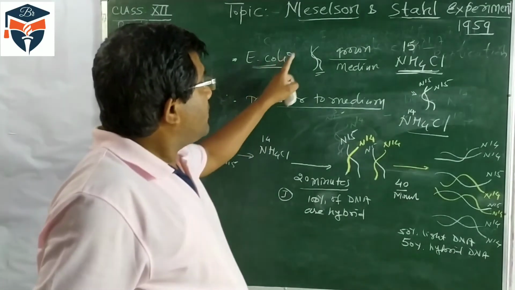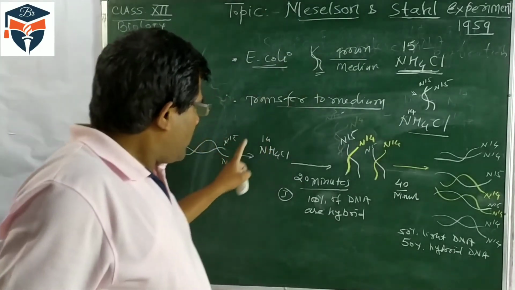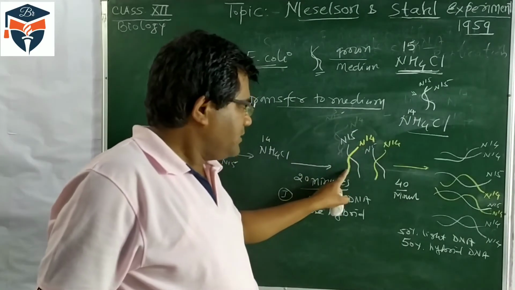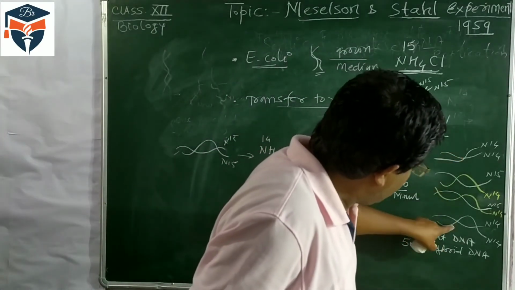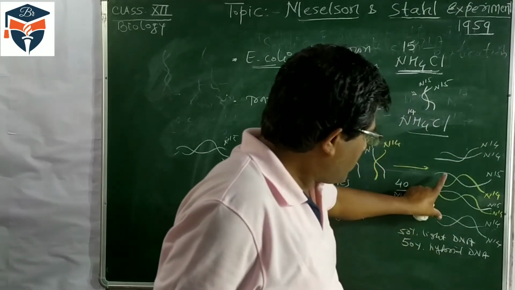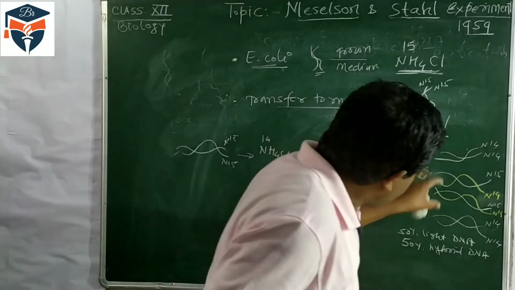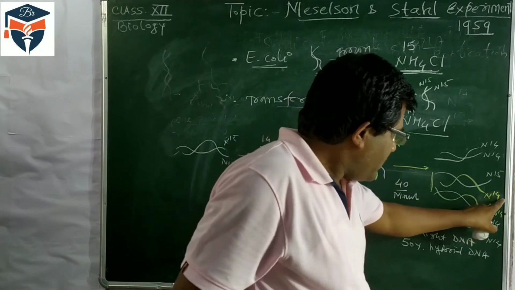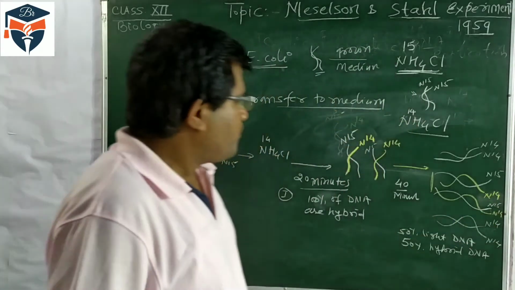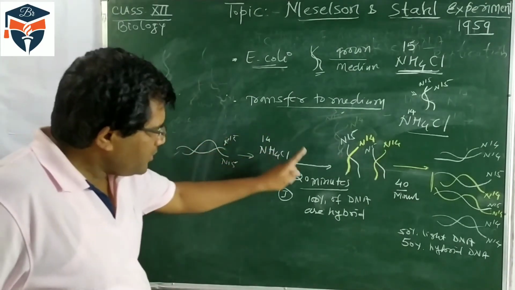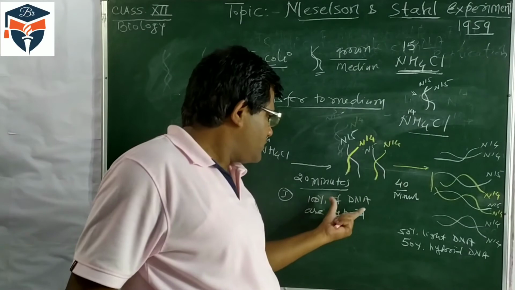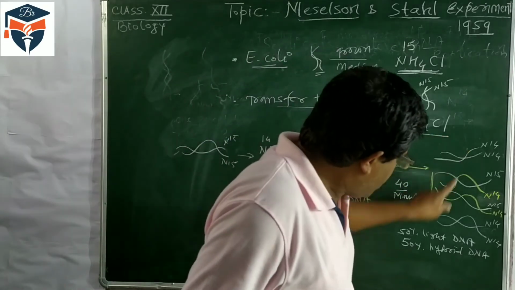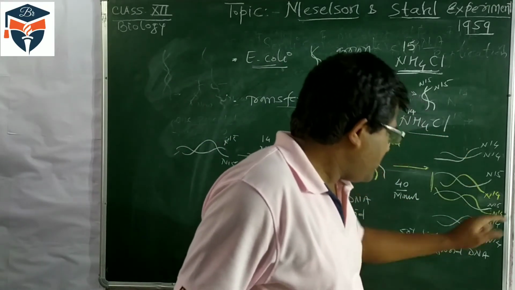So what is proved here? It is proved that one strand of DNA is the parental strand and one strand is newly synthesized. Here also you see these and these, nitrogen 14, nitrogen 14. These are the light DNA. But in this case, one strand is the parental strand, another strand is the new strand, N14. Here also N15 and N14. So after 20 minutes, all 100% of the DNA are hybrid DNA, but in 40 minutes, you will see here 50% are light DNA and 50% are hybrid DNA.